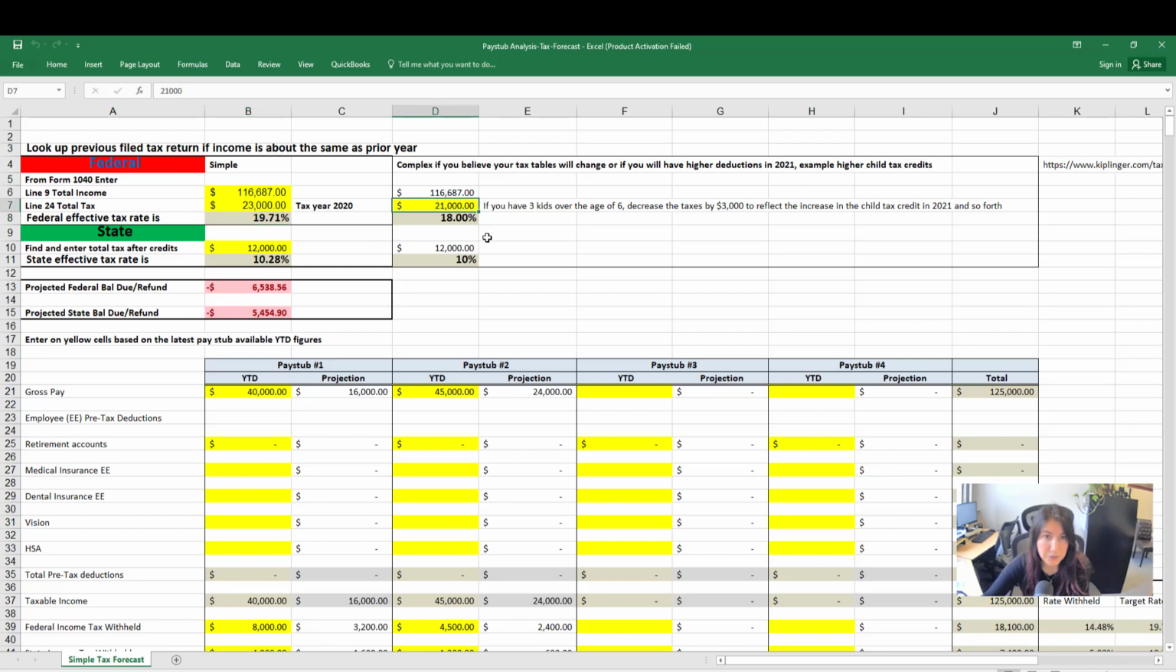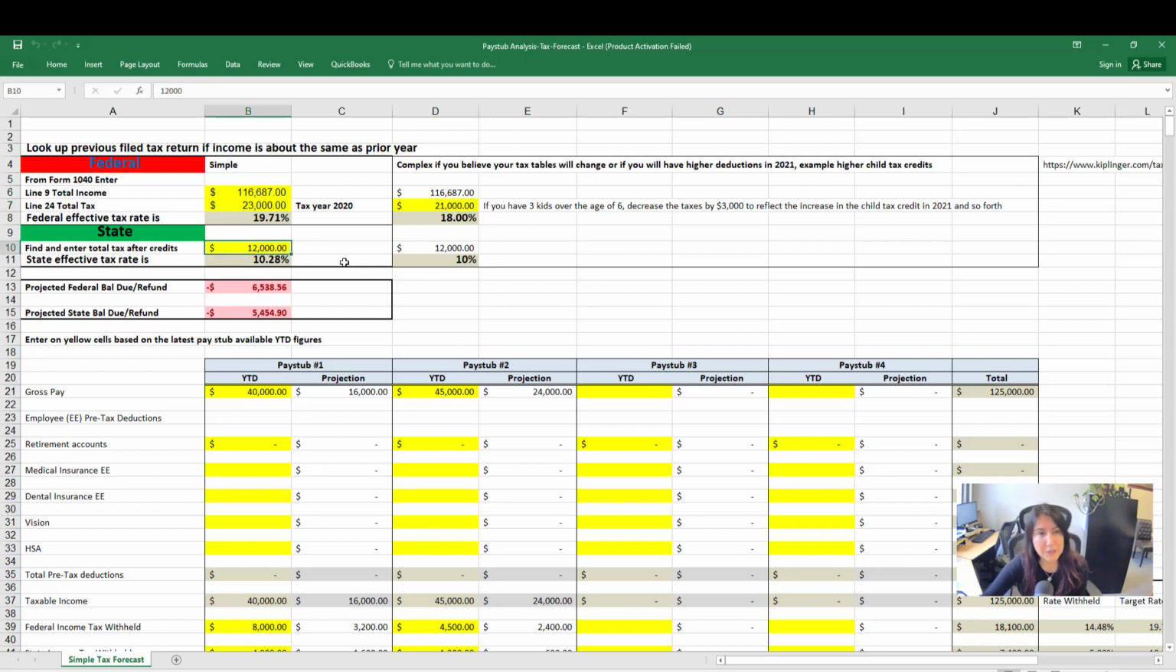Some changes for 2021 to keep in mind: if they have children, their child tax credit might be increased. So that means that they might actually owe a little bit less in taxes in 2021. So again, this is just a rough look at it.